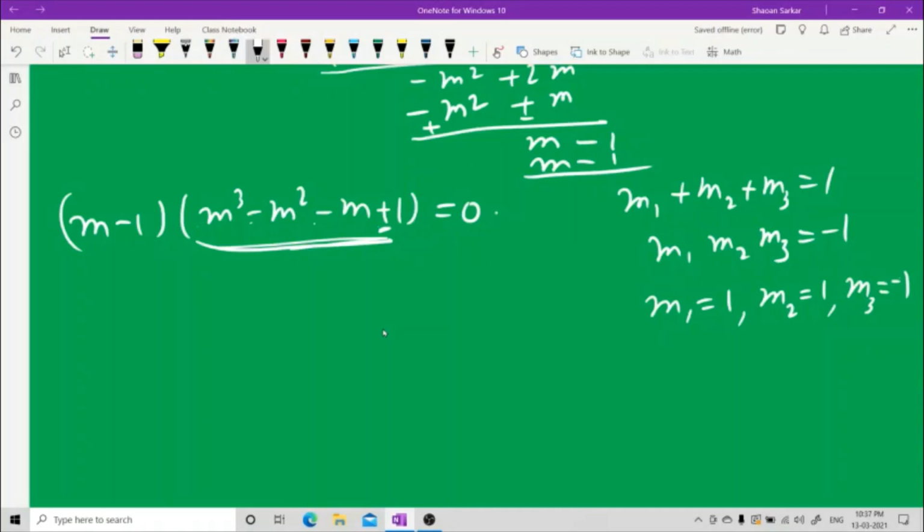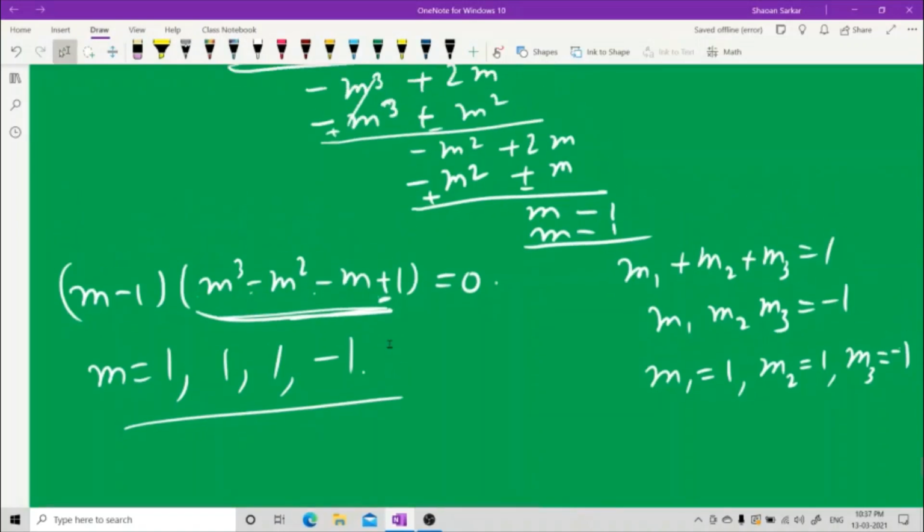You add them, you will get 1. You multiply them, you will get minus 1. So the other roots are m is 1, 1, 1 and minus 1. These are the roots. This is one way of doing it, and you can do that by theory of equation also.